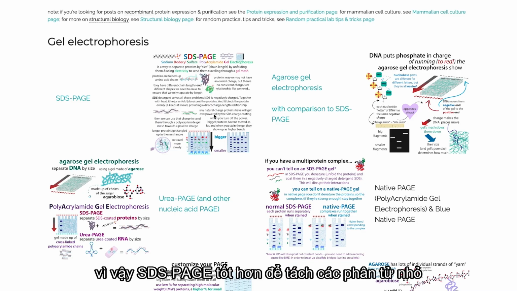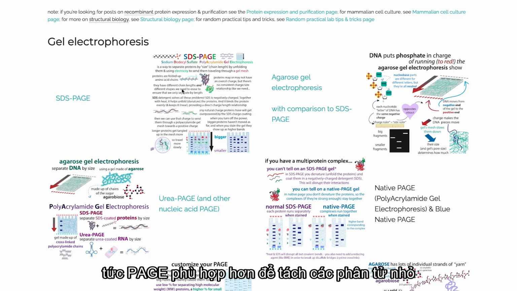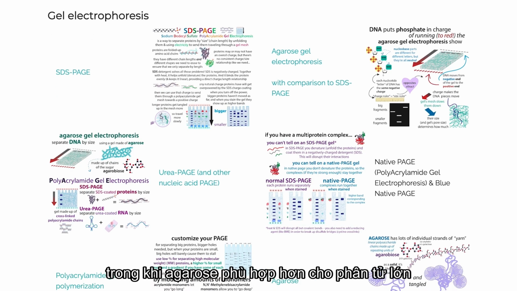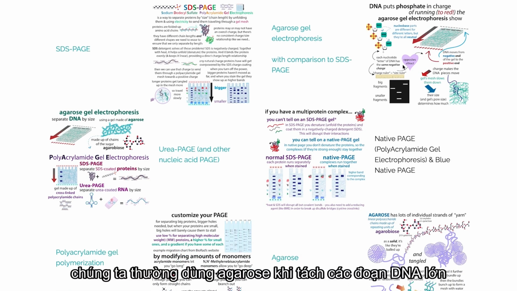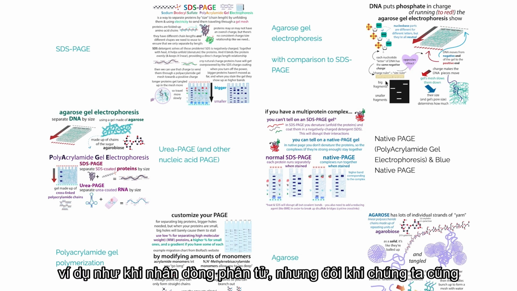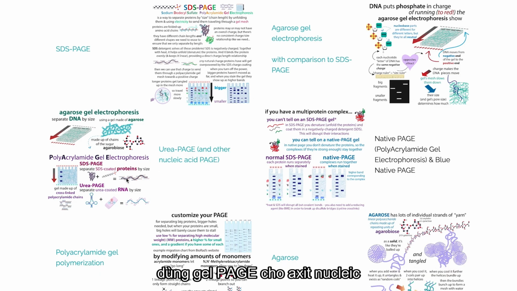So page is going to be better for separating small things, whereas agarose is going to be better for separating big things. We often use agarose when we're separating big pieces of DNA, such as when we're doing molecular cloning. But sometimes we also use page gels when we're studying shorter pieces of nucleic acids.